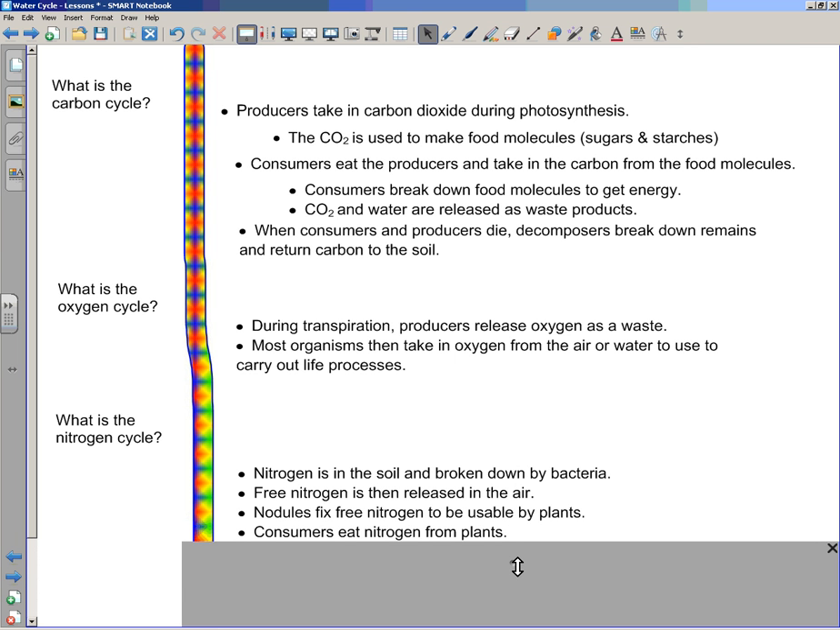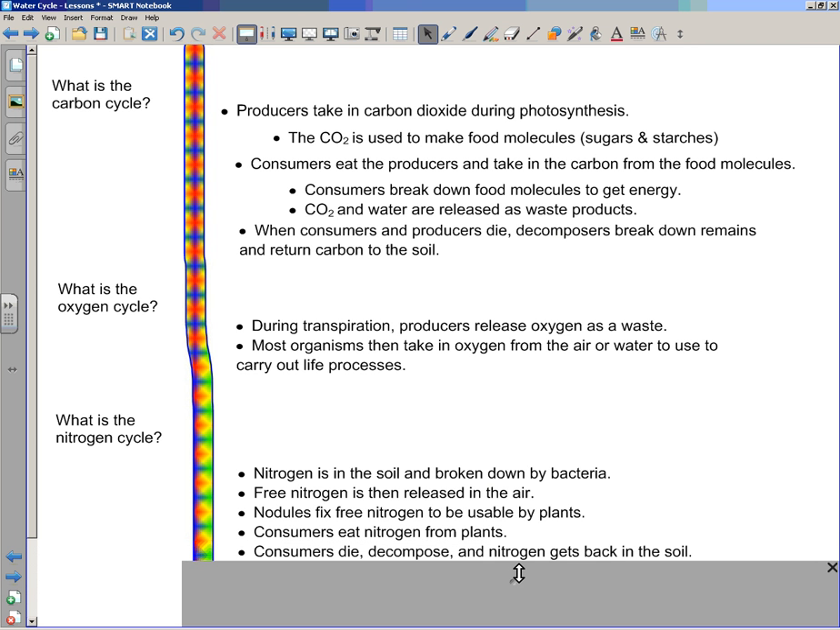So then consumers eat nitrogen from plants. And when consumers die, they decompose and that nitrogen gets back into the soil. And then it's released again. And that is the nitrogen cycle.